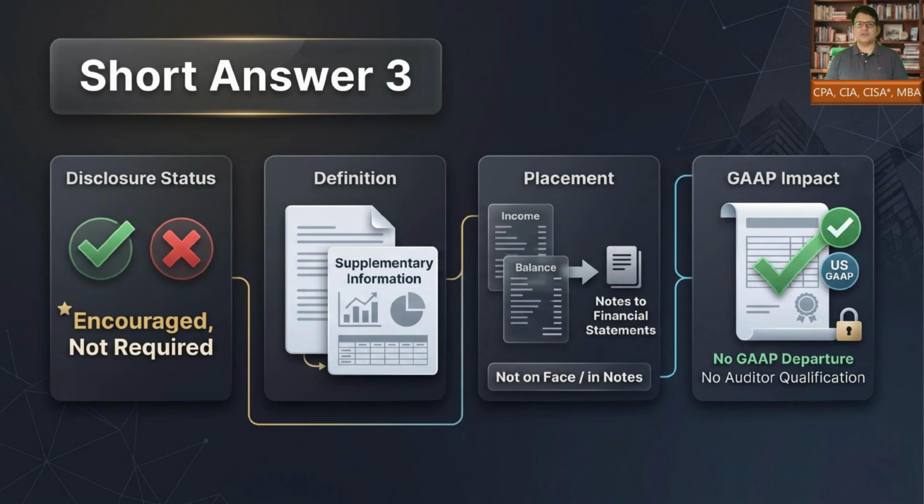The third short answer question is the most direct. Are changing price disclosures required under US GAAP? No, they are encouraged, not required. They are supplementary information that may be provided alongside the primary financial statements. They are not a normal required section on the face of the balance sheet, income statement, or cash flow statement. So the clean exam answer is this. Omission of these disclosures does not normally create a departure from US GAAP. Read the word encouraged carefully.